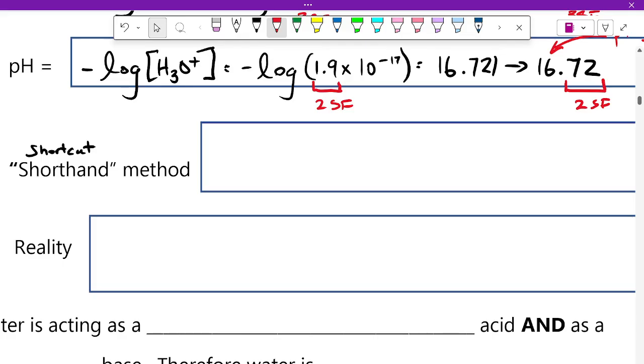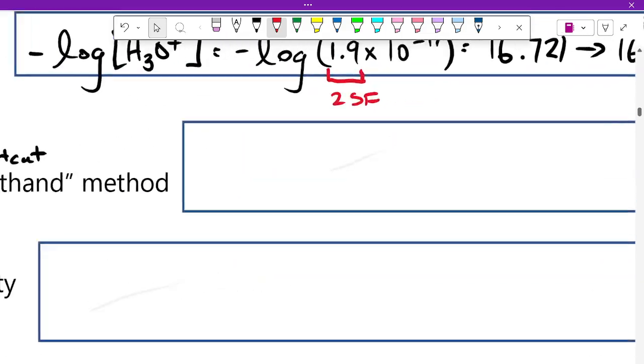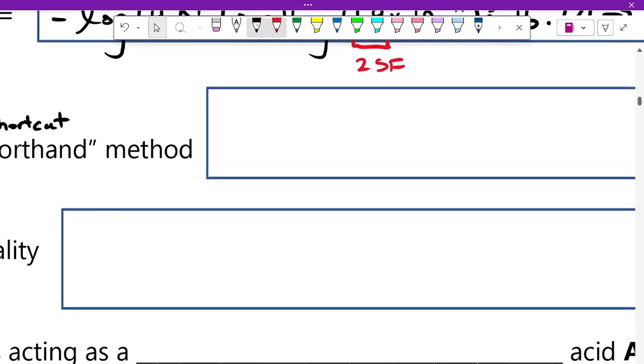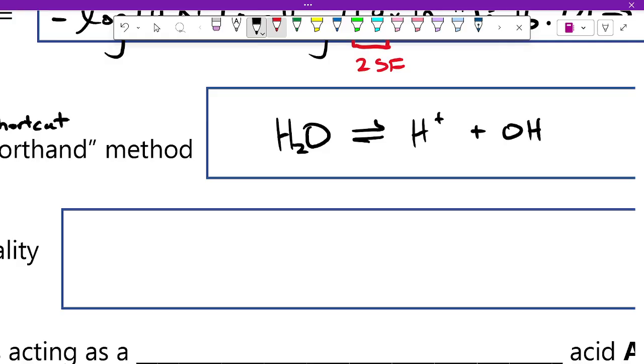So the shortcut method is we just take H2O, and what would it turn into as ions? H plus and OH minus. So water is what state? Liquid, and those two are aqueous. Okay.